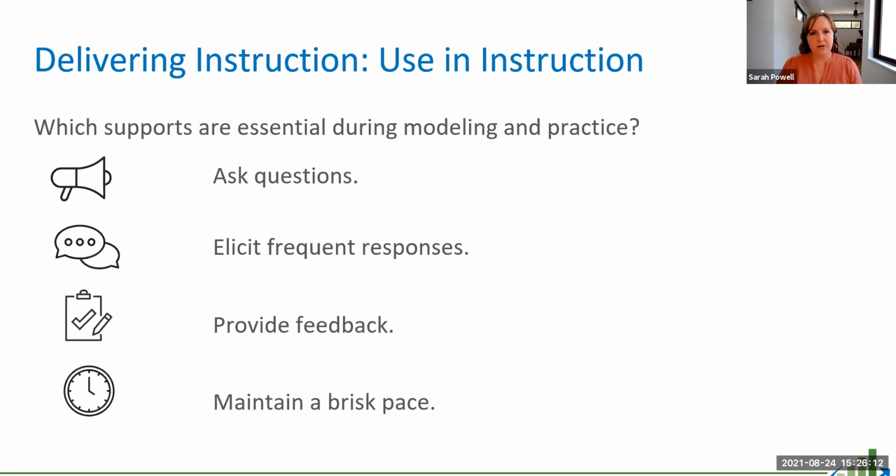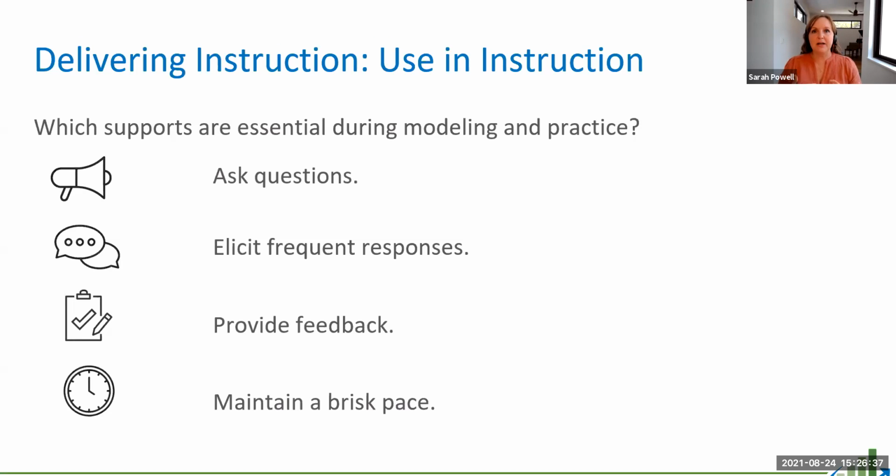There are so many different ways for students to respond, but the idea here is that students are frequently responding so that you have many, many checks during your lesson to see how students are doing with the content, whether you need to redirect, whether you need to go back and unpack something a little bit more, or whether you can move on.